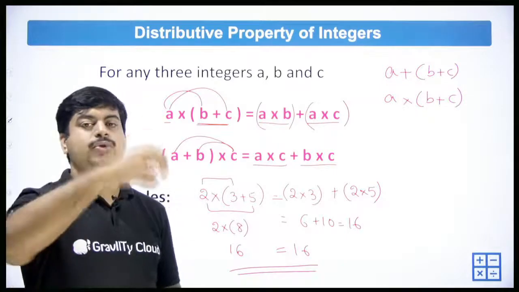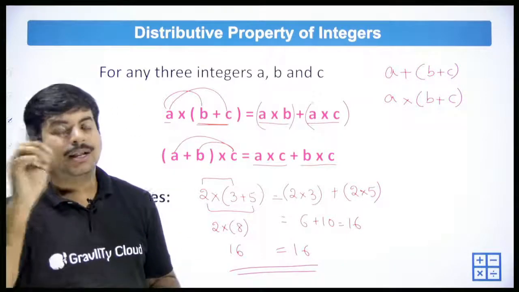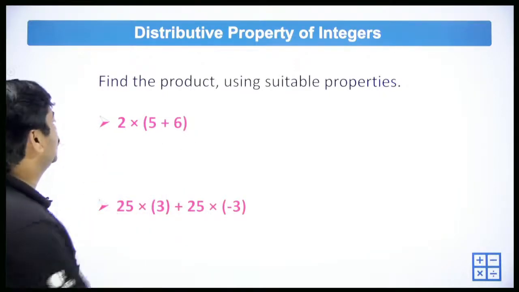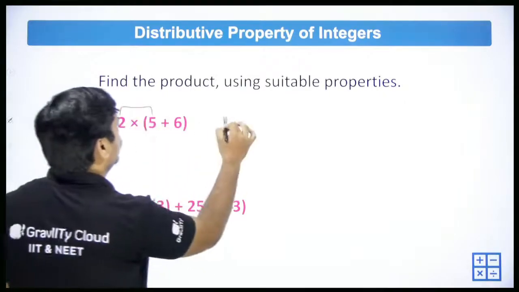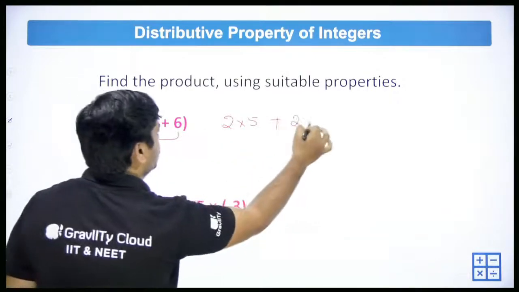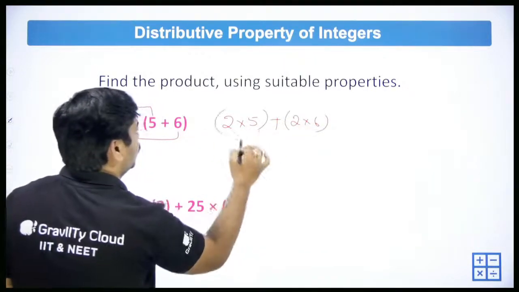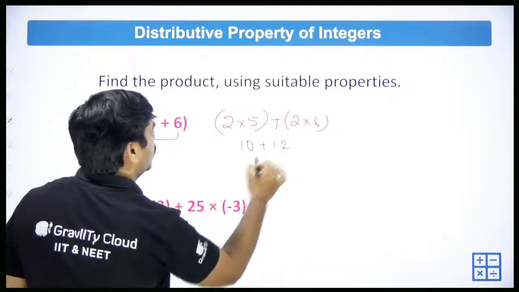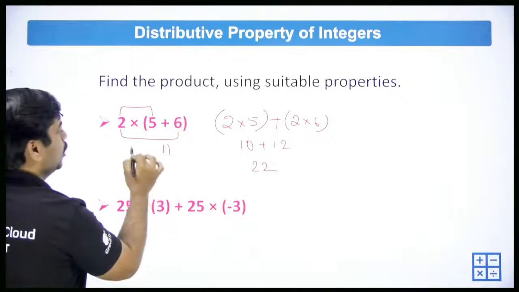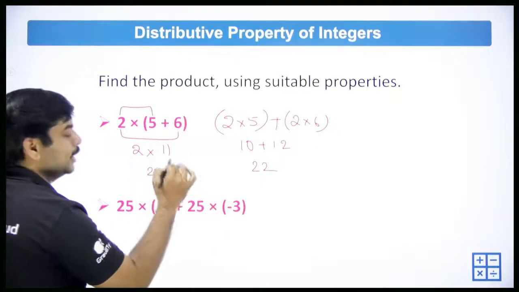Whichever number you are multiplying should be distributed to all the remaining numbers. Let me take one more example. 2 into 5 plus 6 is equal to 2 into 5 plus 2 into 6. So what is 2 into 5? 2 into 5 is 10, plus 2 into 6 is 12. So that becomes 22. 5 plus 6 is 11, and 2 into 11 is also 22, right?